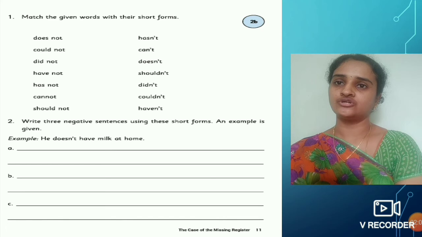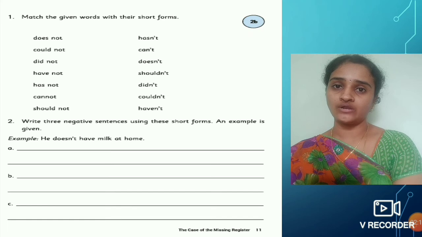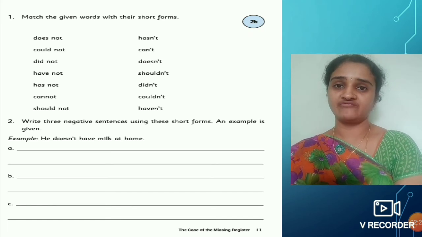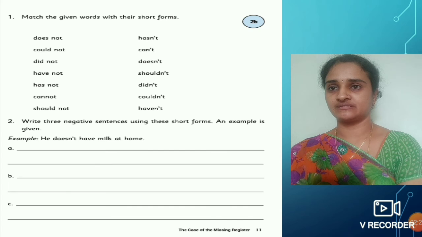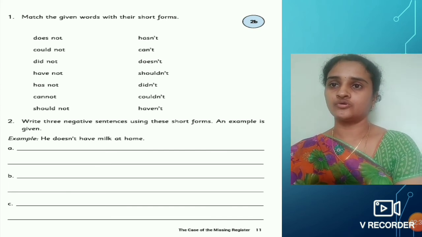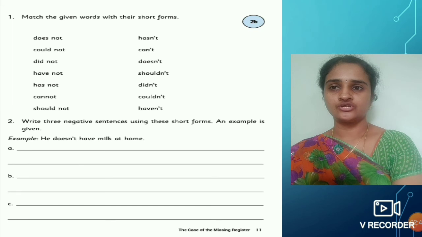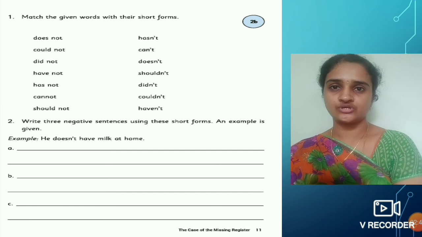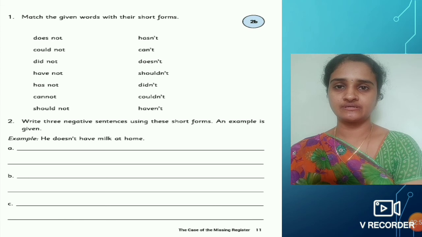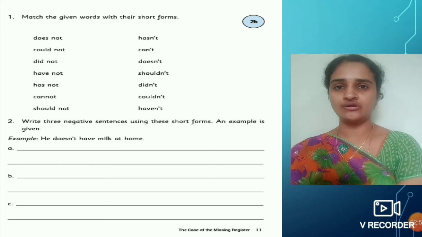Match the given words with their short form. Children, in today's class, we have learned how to write the short form, isn't it? So, how to write the short form? We have to take out one word from the long form and we have to add an apostrophe, isn't it? So, you have to match it to the right one. Now, look at the match the following. Does not, could not, did not, have not, has not, cannot, should not. And the short forms are hasn't, can't, doesn't, shouldn't, didn't, couldn't, haven't. So you have to match the long forms to the short forms. Now look at the second question.